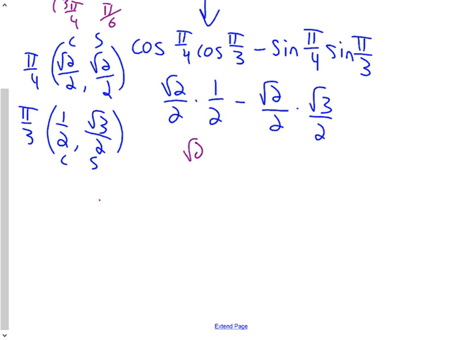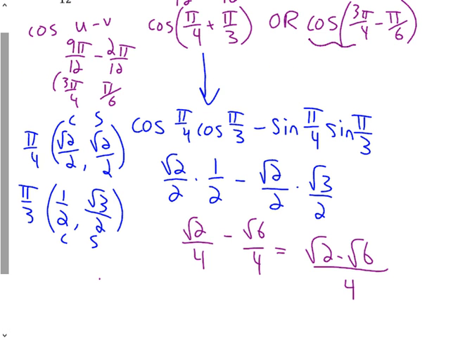Root 2 times 1 is root 2. Root 2 times root 3 is root 6. And then we get root 2 minus root 6 over 4. Now, the only difference between this answer and the other is that the other answer most likely would have given us minus root 6 plus root 2 over 4. It would have just flipped it, right? They're still the same thing. It would have just flipped the order. So just a little note on that. That's the only difference between those two.